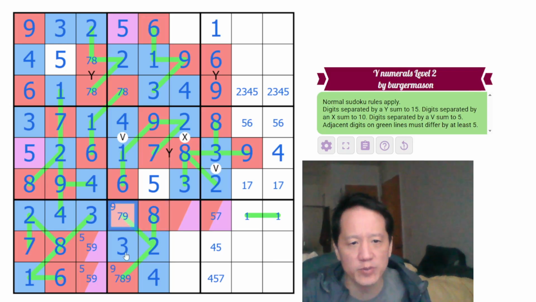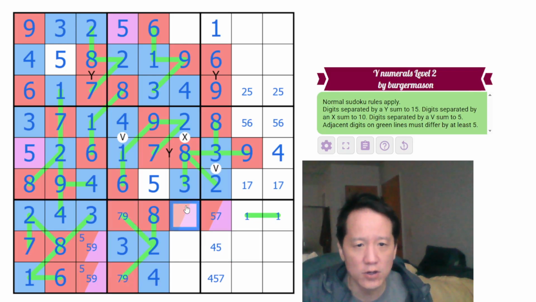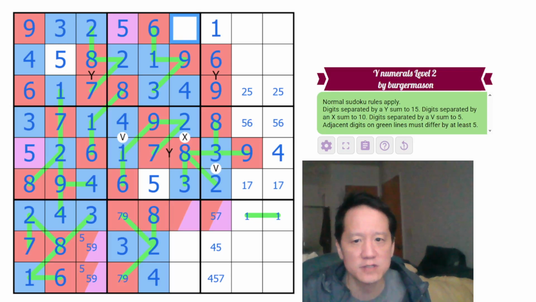The 8 cannot be here, because this is set, so therefore this is a 7-9 pair, which eliminates 7 and 9 from the rest of the column. So this must be 8, which makes that a 7, which makes that 8. These can't be 3 or 4. Remaining digits here are now, this has to be a 7.